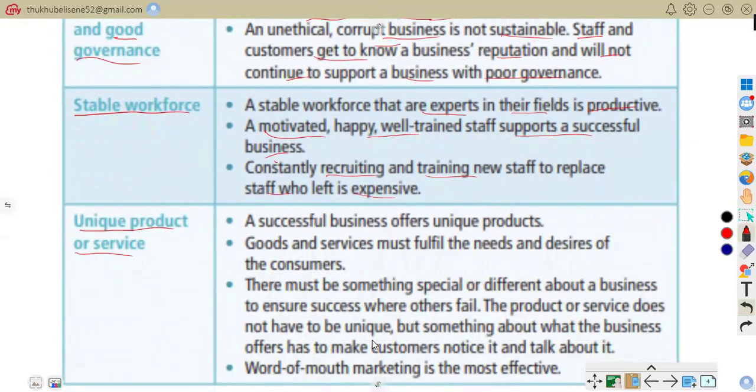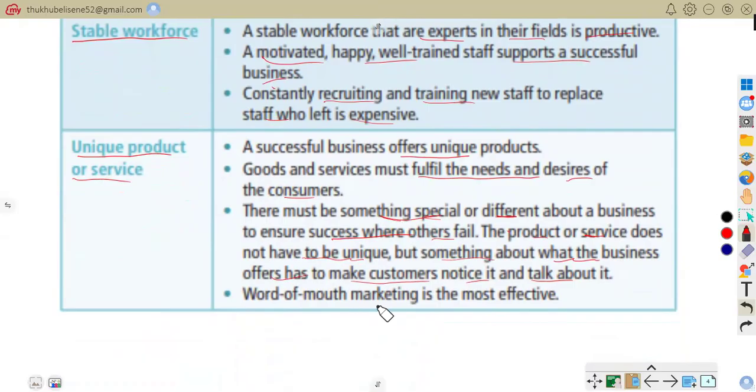Unique product or service. As it says, a successful business offers unique products. Goods and service must fulfill the needs and desires of the customers. There must be something special or different about the business to ensure success where others fail. The product or service does not have to be unique, but something about what the business offers has to make customers notice it and promote it. And as well as word of mouth, marketing is most important. So that's when we talk about unique product or service.